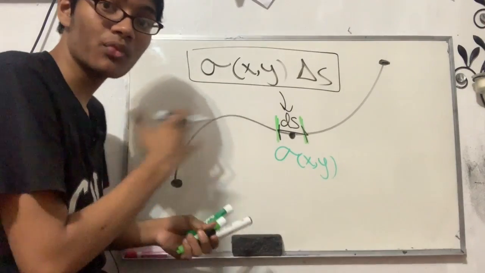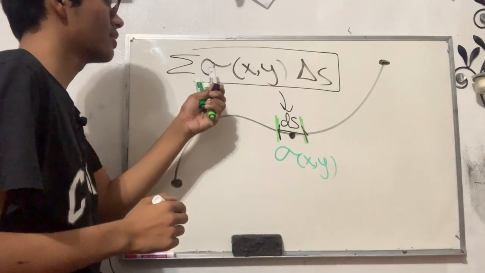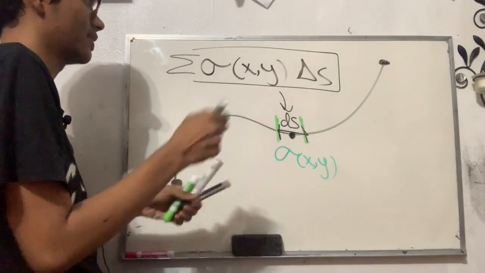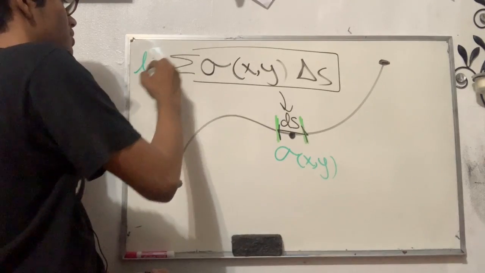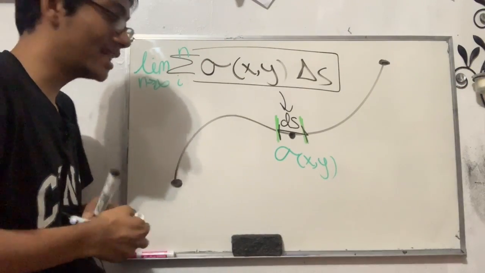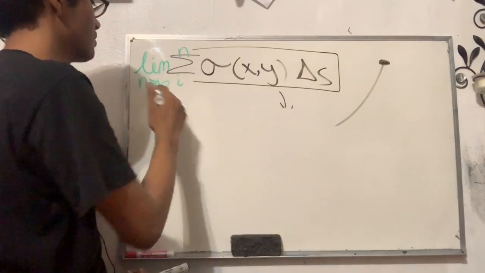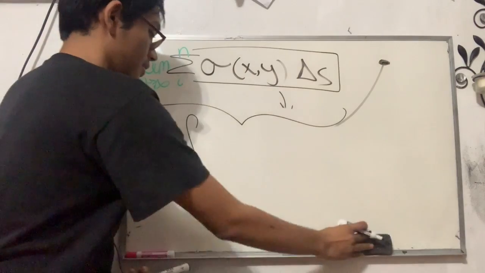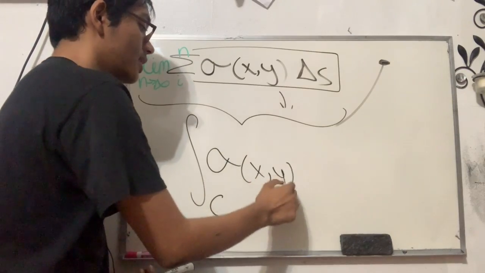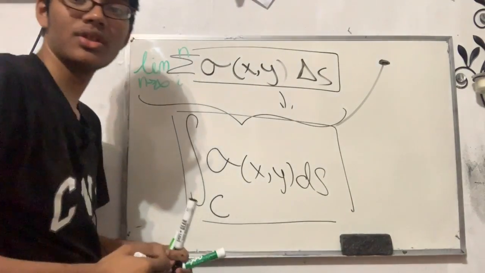Now you can imagine that I'd want to sum up all of the small masses, so I'd have lowercase sigma x y delta s, and of course as I take the limit of this expression as the number of pieces goes to infinity, I'm going to end up with my line integral, right? So all of this is going to collapse to what? The line integral over some path c of sigma x comma y ds, and that right there is the scalar definition of the line integral.